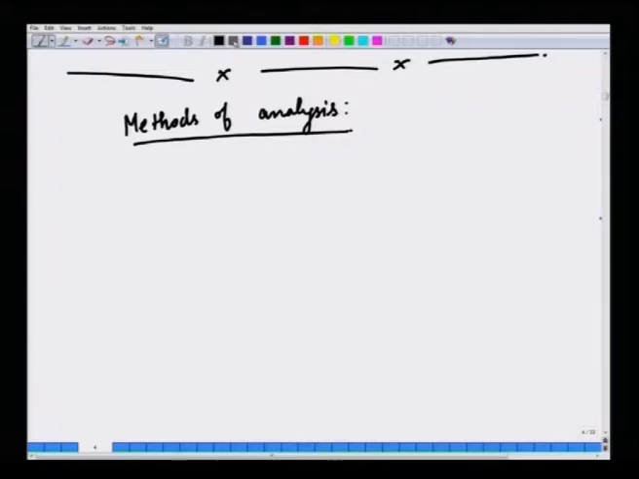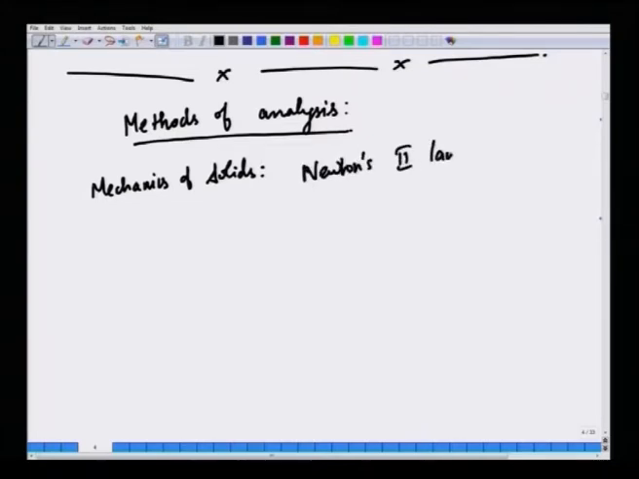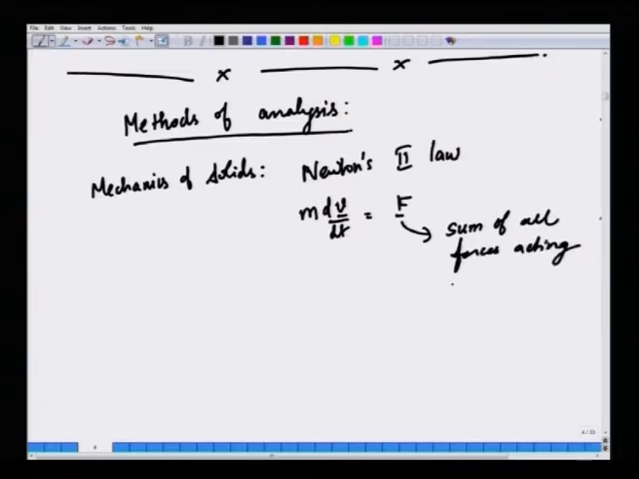So, in solid mechanics, in elementary mechanics of solids, of point particles and such, we simply apply Newton's second law. Which simply says that the rate of change of momentum, m dv/dt, is the sum of all the external forces acting on a body, sum of all forces acting on a body.